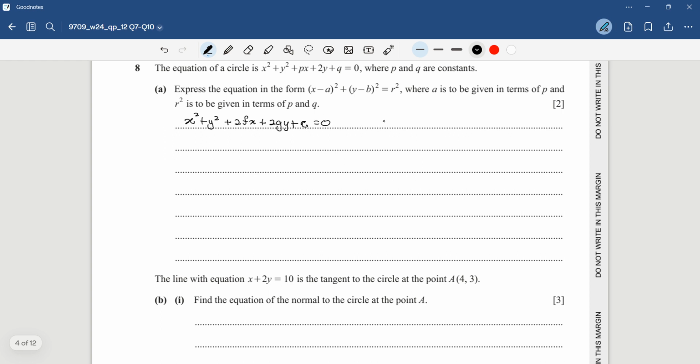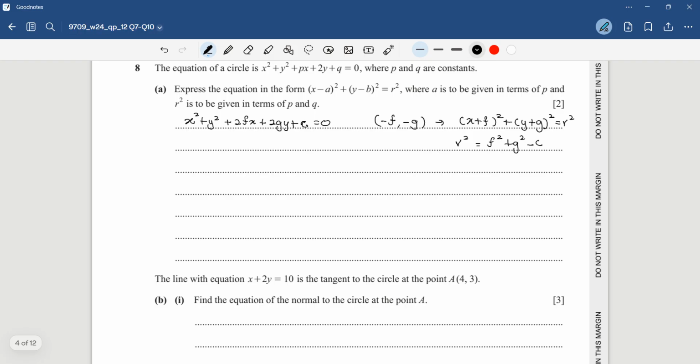And from here, negative f and negative g is the center, which we can convert as x plus f square plus y plus g square equal to r square, where r square is equivalent to f square plus g square minus c.